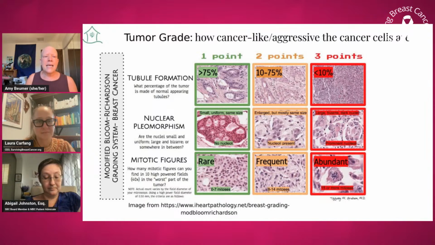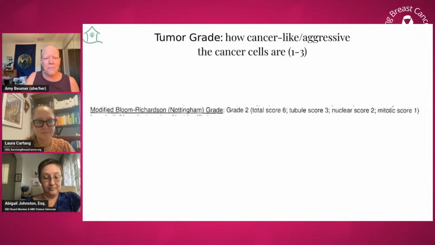So you have a score basically from 3 to 9. And then they take that number, usually divide it by 3 to give you a grade, which goes from 1 to 3. So what the heck does this even look like on a pathology report?